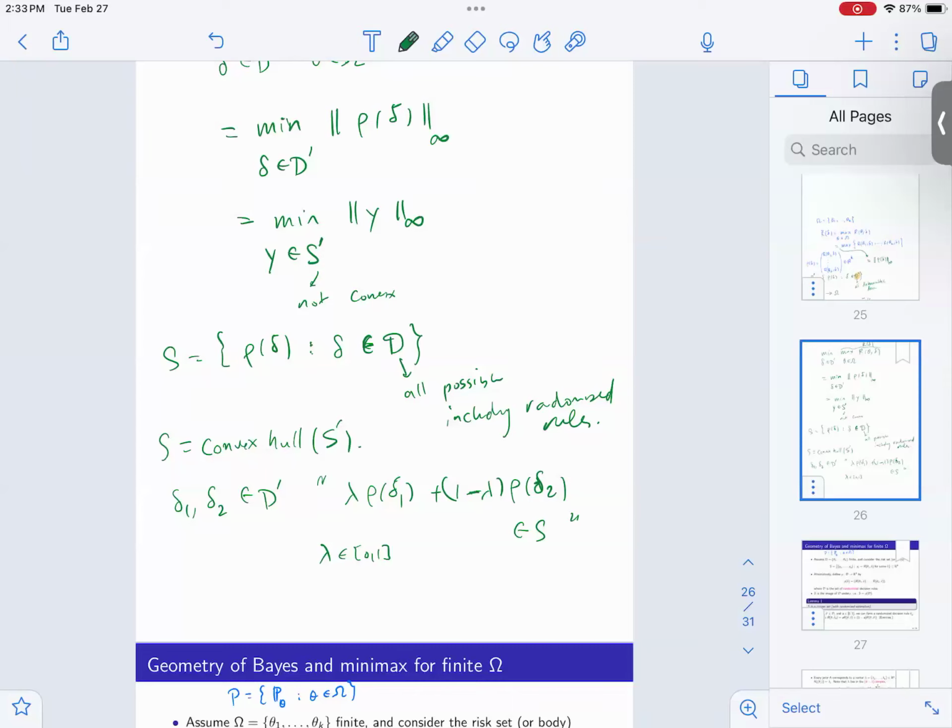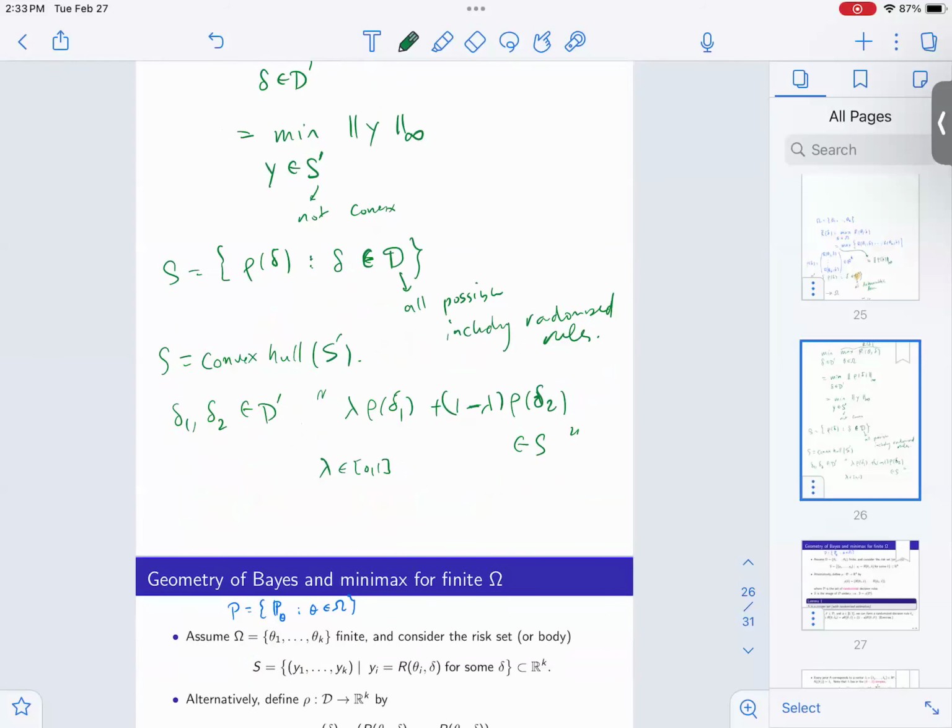Because this is the risk of a randomized estimate. What is this the risk of? Consider an estimator, like a delta, that outputs delta one x with probability lambda, and delta two x with probability one minus lambda. This is a particular way of randomization. I have two estimators, and I'm going to switch between them by a coin flip. It's not a deterministic rule, because once I pick a fixed x, I can't tell you exactly what the decision is. It turns out to be one of them.